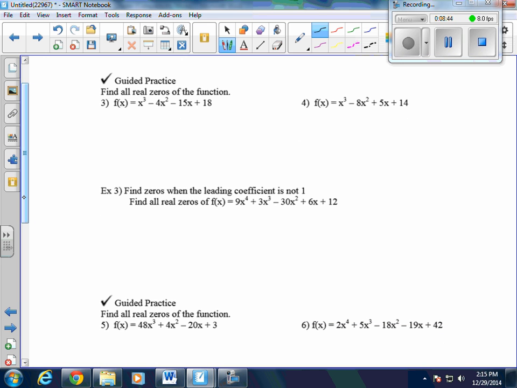So go ahead and do questions 3 and 4. Find all the zeros of the function. So you can hit pause while you do those, and when you are ready, go ahead and hit play.